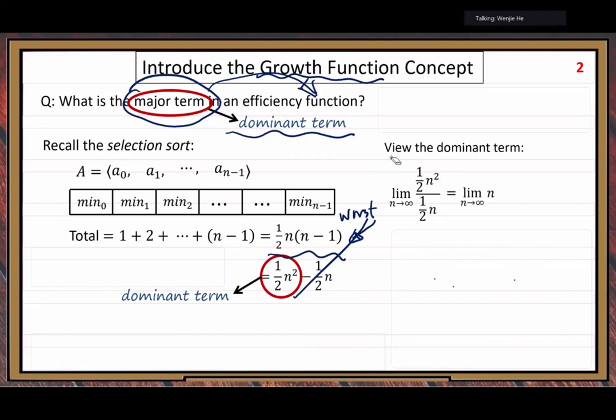So after simplification, we just calculate the limit of n when n goes to infinity. What's that number? What's that limit? N goes to infinity, and we want to calculate the limit of n. What's that? Infinity, right? It's not a specific number. Infinity is not a number. Okay? Infinity is not a valid number.